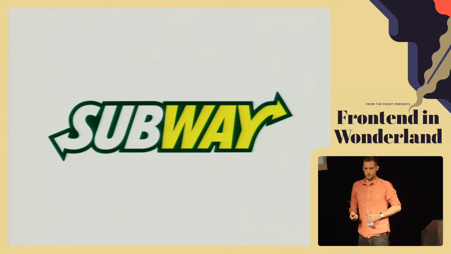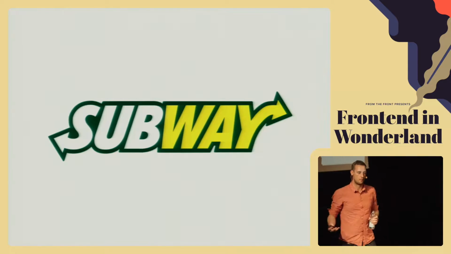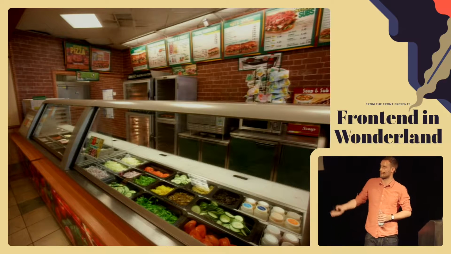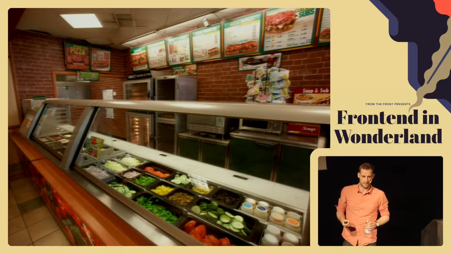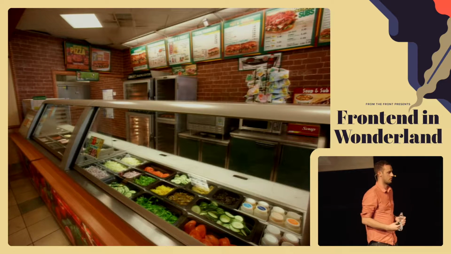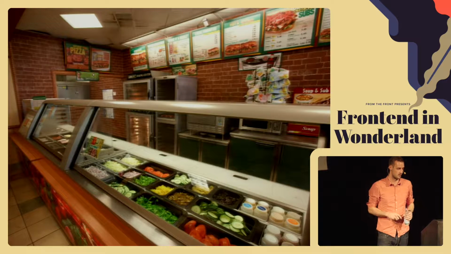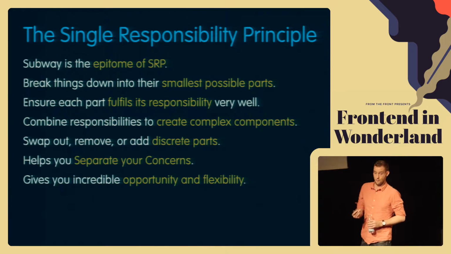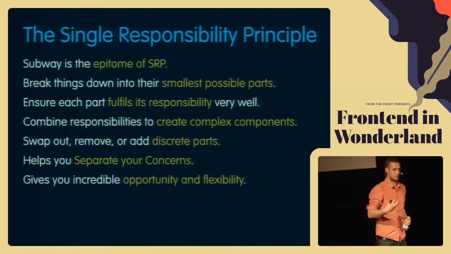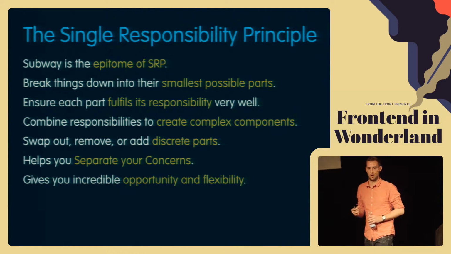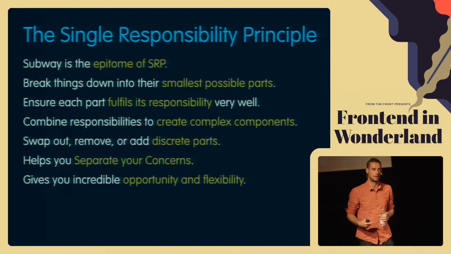When you go to Subway, you don't typically buy a sandwich. You choose the ingredients you want, you put your sandwich together, you're faced with something like this. So it means that we're breaking the idea of a monolithic sandwich down into a series of tiny component parts, tiny responsibilities. So Subway is actually, for me, the epitome of a real-world example of the single responsibility principle. Breaking everything down into its smallest possible part means we can put them back together arbitrarily and create very, very different outputs.